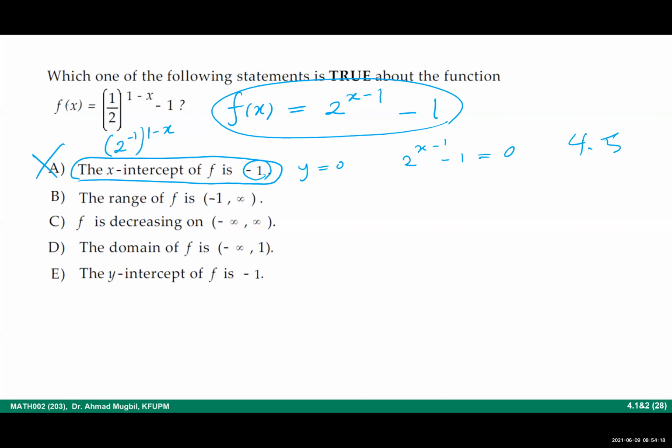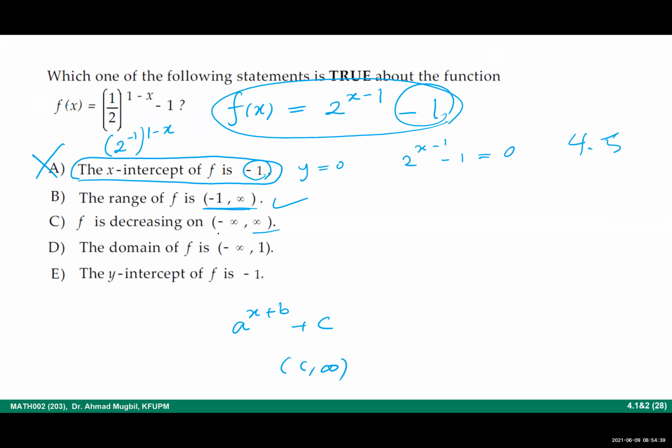Now the range is from -1 to infinity. This is clear. I told you when you have a to the power x plus b plus c, this means that the range is from c to infinity, if there is no reflection. Here c is -1. So this is the right choice without sketching the graph.